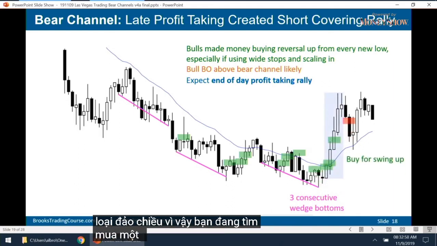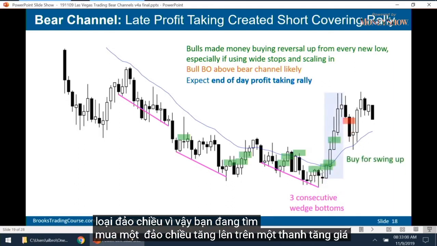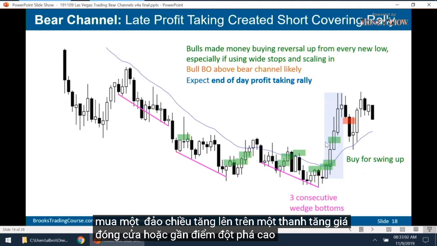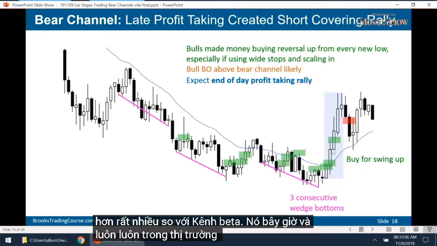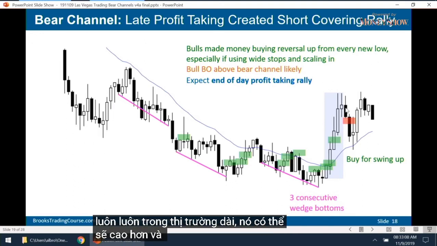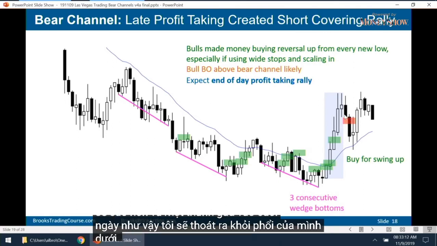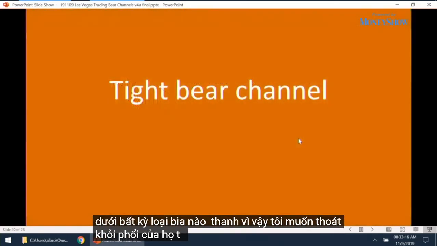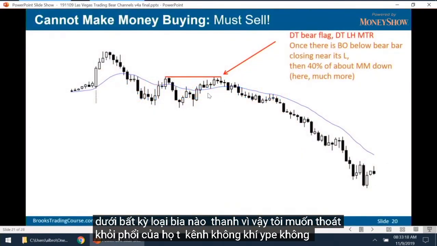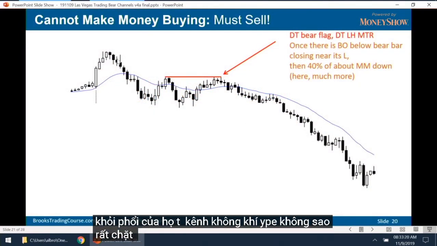So you're looking to buy a reversal up, buy above a bull bar closing on or near its high. Breakout far above the bear channel. It's now an always-in long market, it's probably going higher. And a bear bar late in the day like that, I would get out of my longs below any bear bar. So I'd get out of longs there. Tight bear channel. Okay, very tight, not much overlap between the bars. Pullbacks are small.